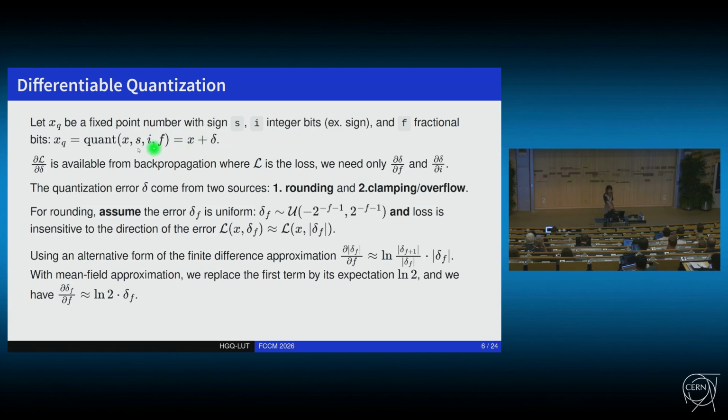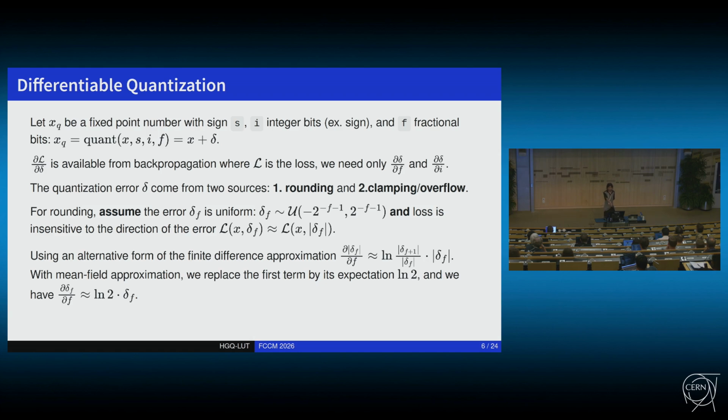If we substitute x during training with this formula, both x and delta here will receive a gradient. So if we know the gradient of delta f with respect to the number of fractional bits, we can have a gradient on the number of fractional bits. Integer bits here are directly set to cover the whole dynamic range of x, and sign or not depends on whether there are negative values of x or not.